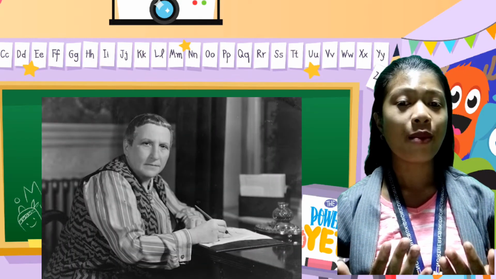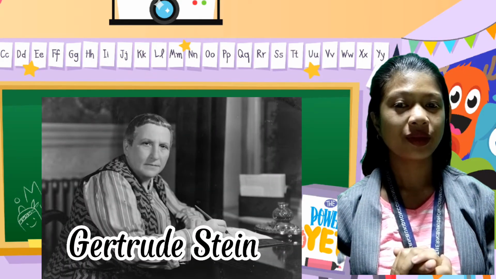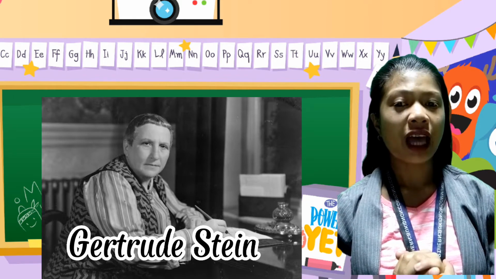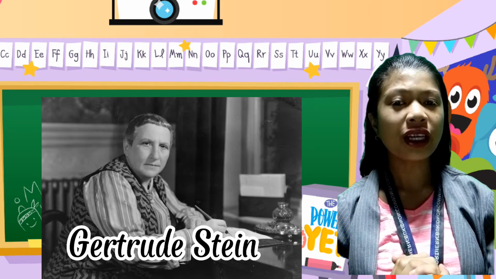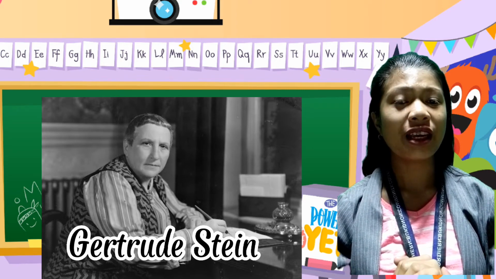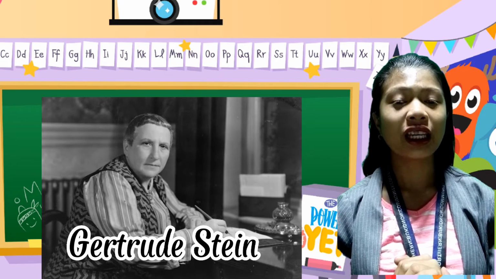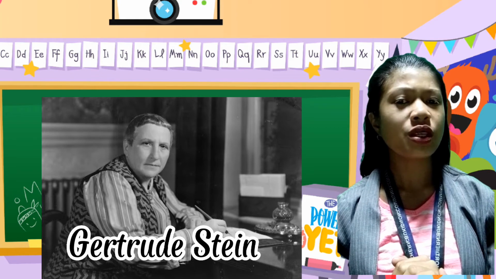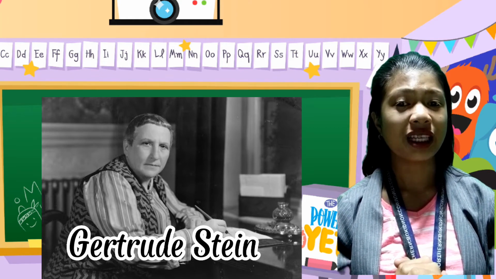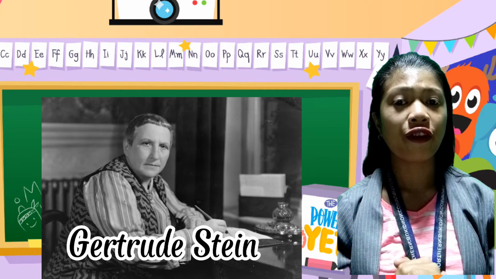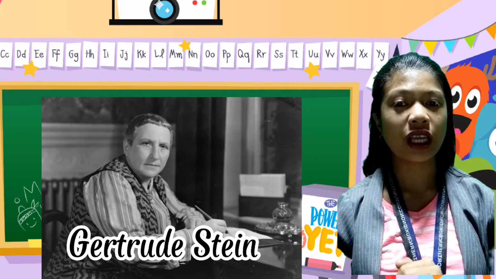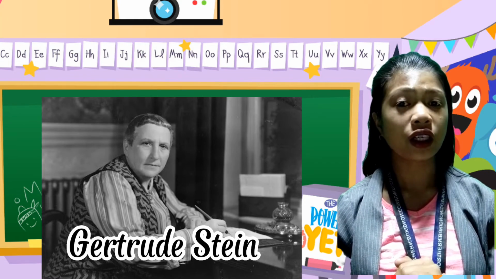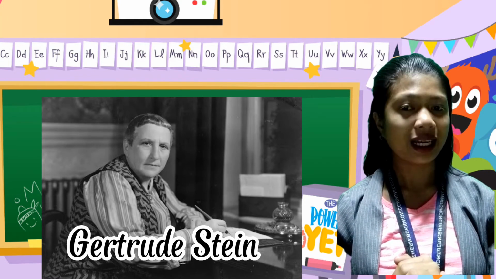I have here an example by Gertrude Stein. Gertrude Stein, 1874 to 1946, was an American writer who was highly influential in the turn of the century Parisian art and literature scene. She was known for her experimental writing style, which included her famous prose poems. The long prose poem Tender Buttons contains the following stanza or paragraph entitled A Box.